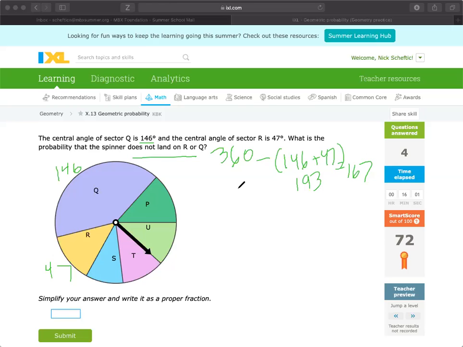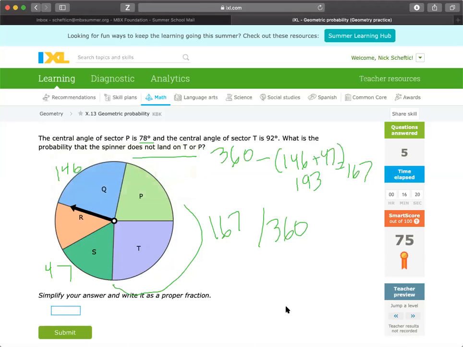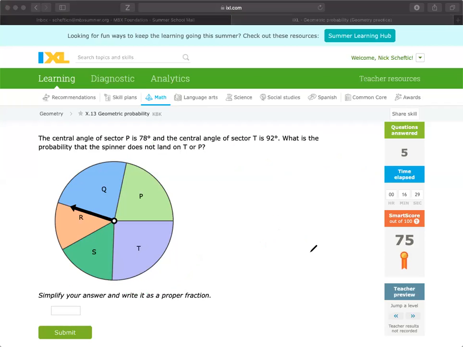Okay, but I'm not done yet. So what does not land, so this whole thing right there is going to be 167. And then out of 360. All right, that should be my answer there. All right, so more problems like that. So remember, if you're working in degrees, there's 360. And you can solve from those points there. So with the information they give you, let's actually do one more.